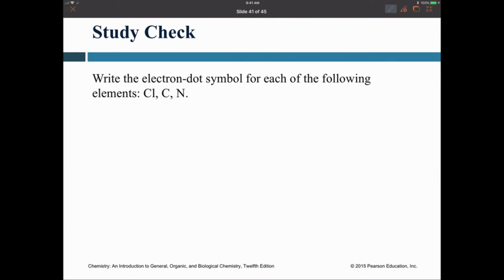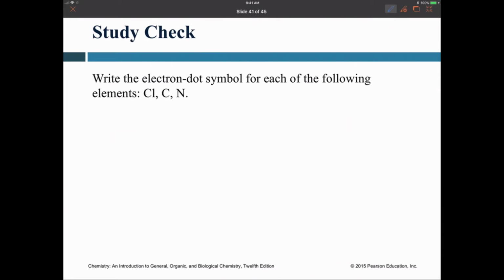Okay. Write the electron dot symbol for each of the following elements: chlorine, carbon, and nitrogen. Remember, look at the periodic table. Look at the group number. If there's more than one number in the group number, say you have group number 14, you have 4 valence electrons. You need 4 dots. If it was nitrogen or chlorine, you'd need to look at the group number and figure out how many valence electrons it has. Now, chlorine and nitrogen are a little tough, so maybe I should do one more example for you before I let you do the study check.